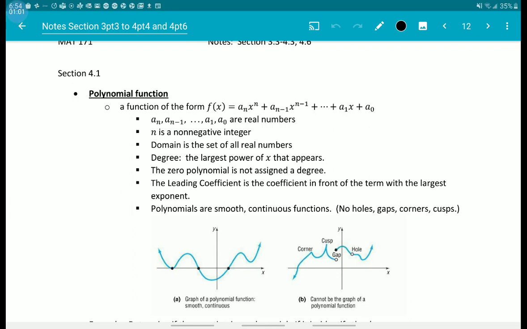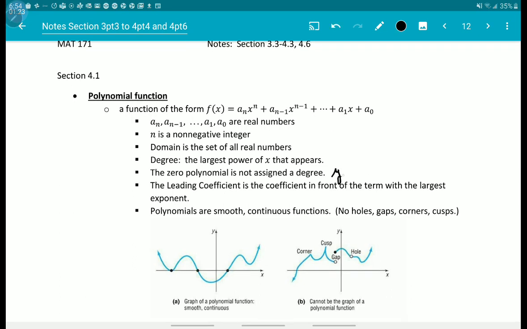When we talk about the degree of the polynomial, it's always going to be whatever that biggest exponent is. The leading coefficient is the number that is in front of the x with the biggest exponent. Now, if we have a 0 polynomial, then we don't have a degree. The 0 polynomial is just a line y equals 0. So that's not a very interesting one. But it doesn't have a degree.